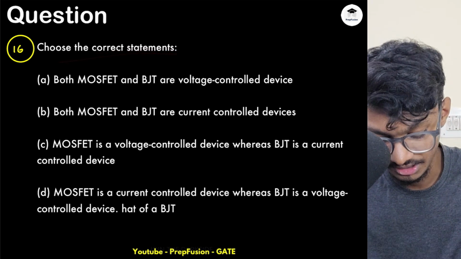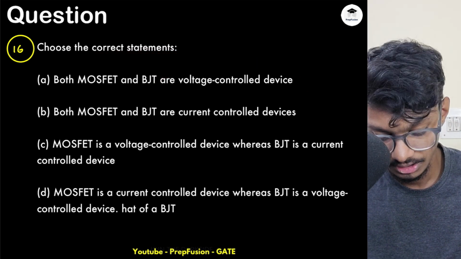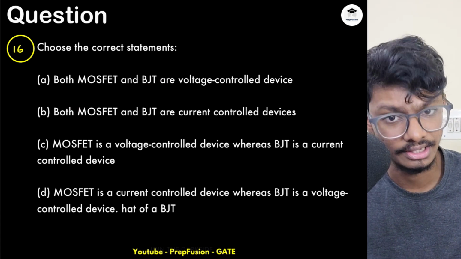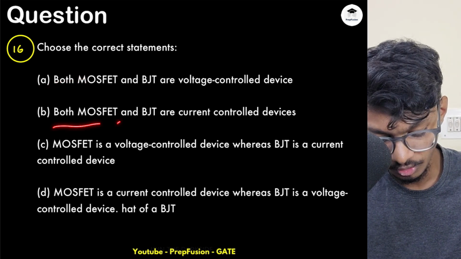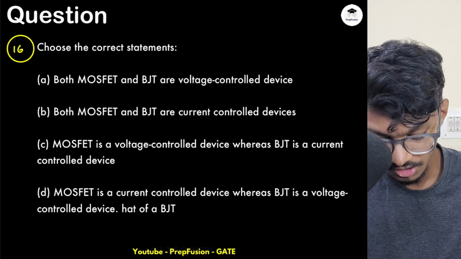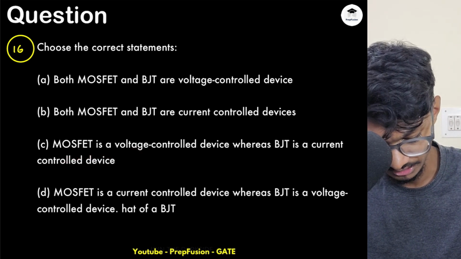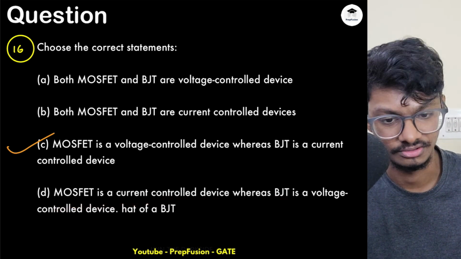Choose the correct statements. Both MOSFET and BJT are voltage controlled devices. So is it correct? No, MOSFET is a voltage controlled device, but BJT is a current controlled device. We control with the base current, so this is not the correct answer. Both MOSFET and BJT are current controlled devices. Again, not true. MOSFET is a voltage controlled device, whereas BJT is a current controlled device, which is correct. MOSFET is a current control device, whereas BJT is a voltage control device, which is wrong.